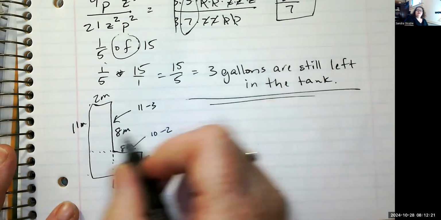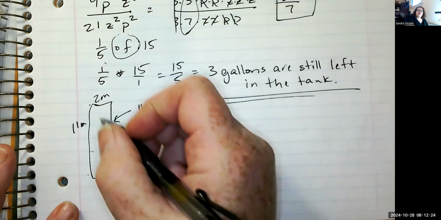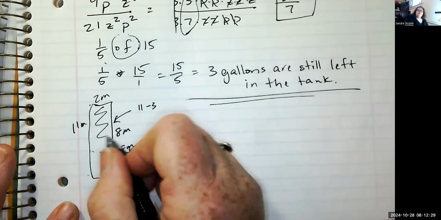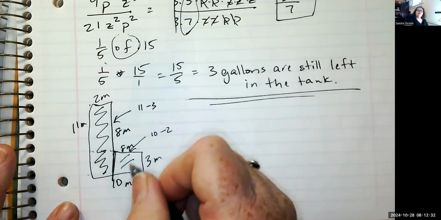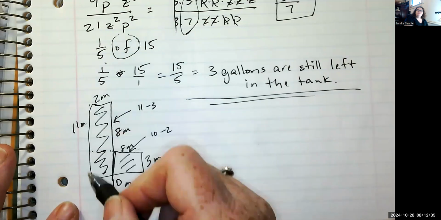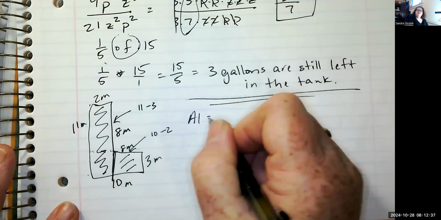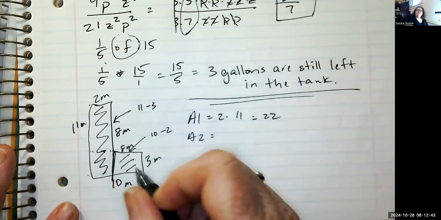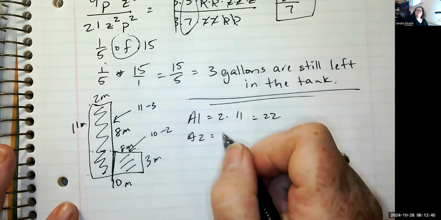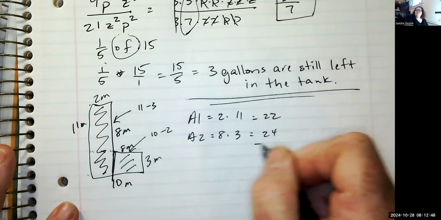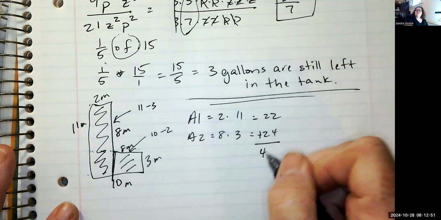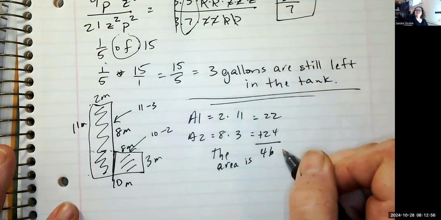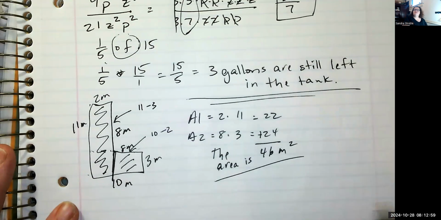The area, I can break this up into 2. I'm just going to break it right here. So I'll have this whole area here is area 1, and this area here is area 2. Area 1 is 2 times 11, which is 22. And then area 2 is 8 times 3, which is 24. And then we just need to add these. So the area is 46 meters squared. Remember, area is always measured in squares.